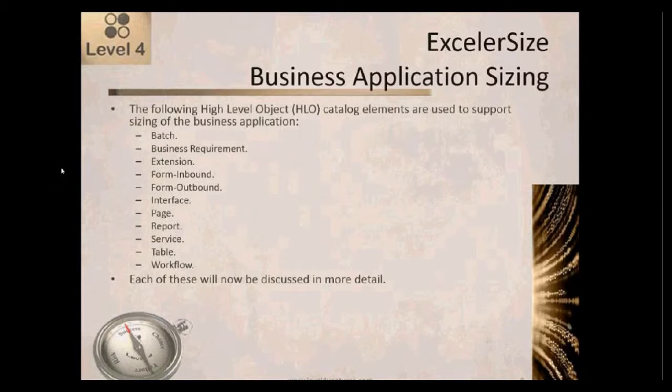So the following high-level object catalog elements are used to support sizing of a business application. We have batch, business requirement, extension, form inbound, form outbound, interface, page, report, service, table, workflow. And I'm going to take those one by one and describe them each in more detail.